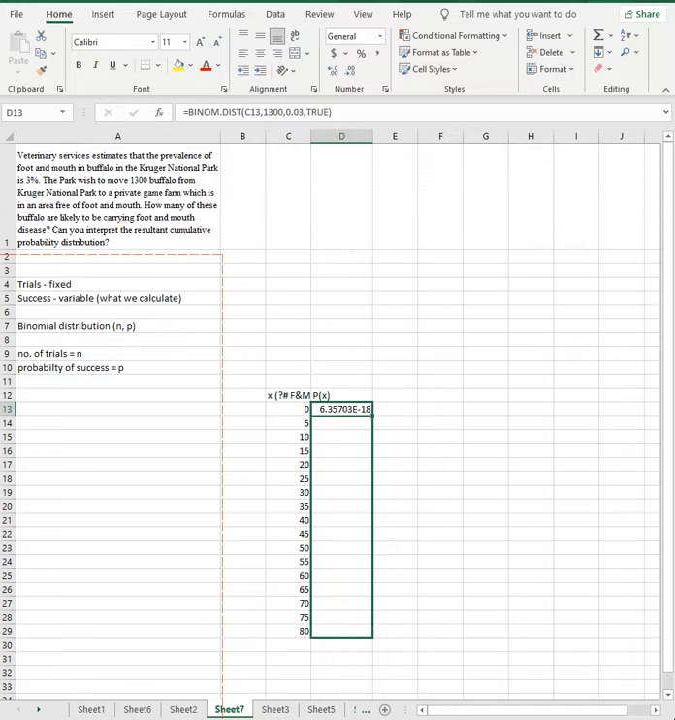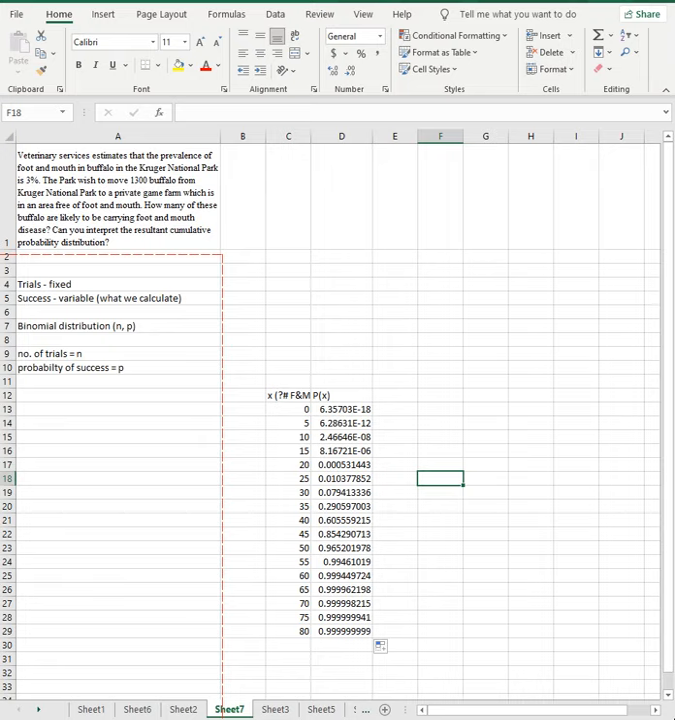So let's fill this table up. So basically this number here is the probability that you will have no buffalo with foot and mouth disease in that group of 1,300 when the prevalence of foot and mouth disease is 3%. So incredibly unlikely. And then as you can see, the risk goes up. So the risk of having 25 or fewer buffalo with foot and mouth is about 1%.